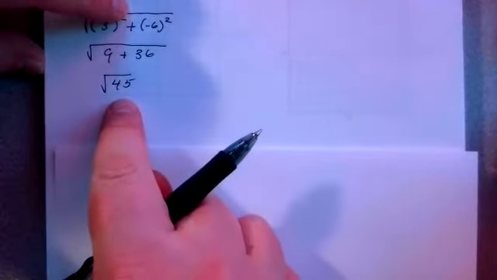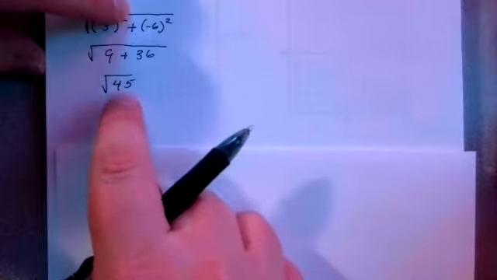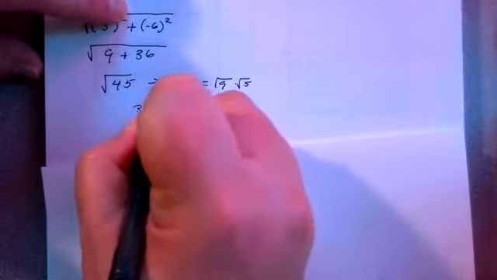Now I want to simplify the square root of 45. What is a perfect square that goes into 45 nicely? 9. Good job. So I can break that into the square root of 9 times 5, which is equal to the square root of 9 times the square root of 5. And that gives me 3 root 5.